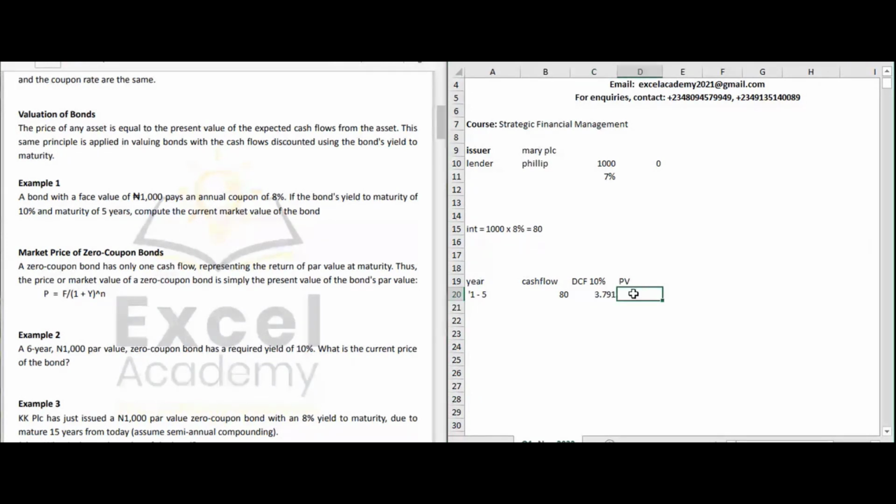3.791. Now, what is the present value? Then in year 5, we also receive something, Abi. We also receive our redemption, 1,000. So, what's the discounting factor? 0.621. 1,000 times 0.621. Okay, this one is 621 directly. So, our market value is the summation of what? These two, right? So when we sum it, what do we have? So this is as simple as it can get.